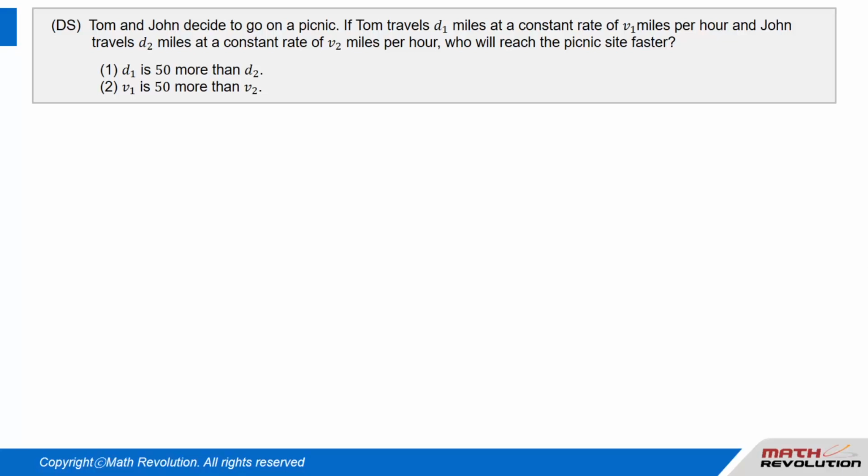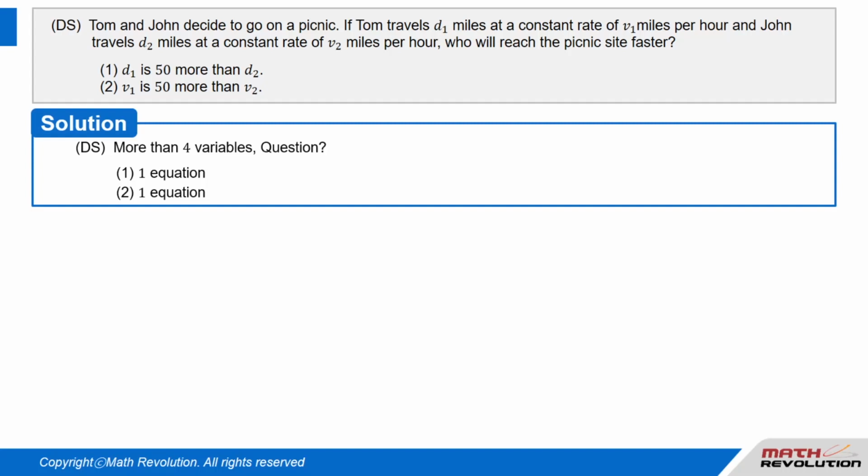Question. DS. Tom and John decide to go on a picnic. If Tom travels d1 miles at a constant rate of v1 miles per hour, and John travels d2 miles at a constant rate of v2 miles per hour, who will reach the picnic site faster? Condition 1. d1 is 50 more than d2. Condition 2. v1 is 50 more than v2.